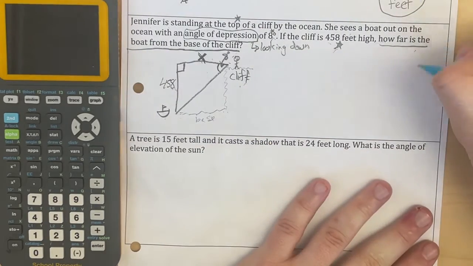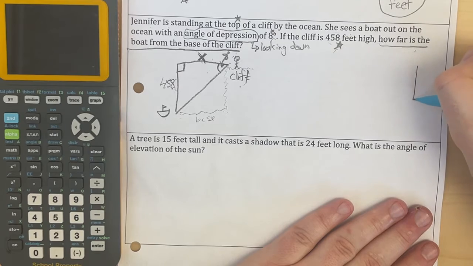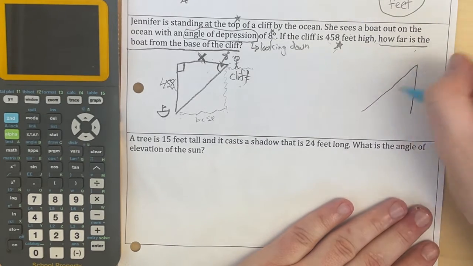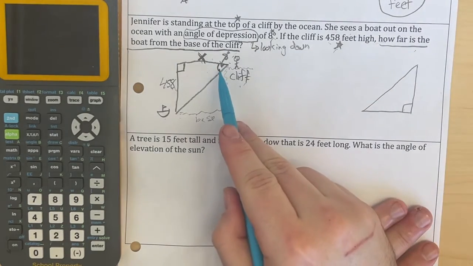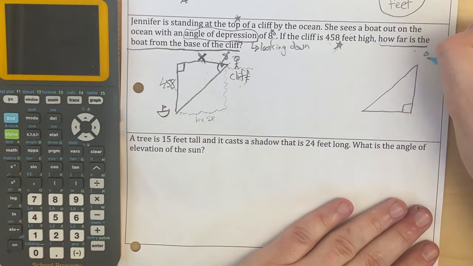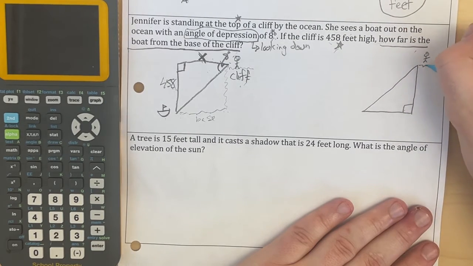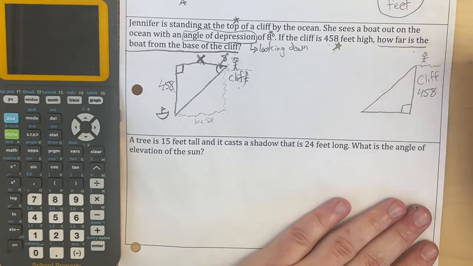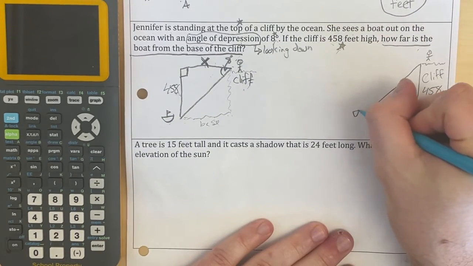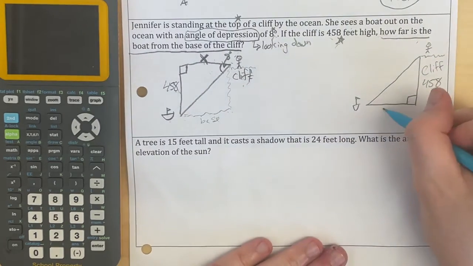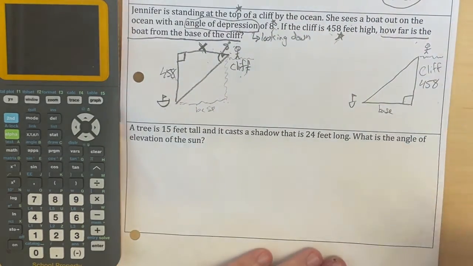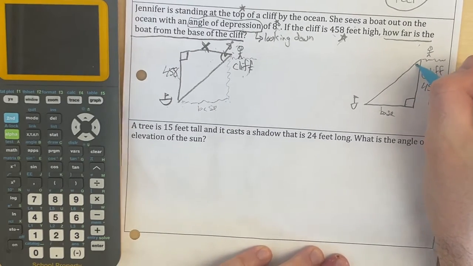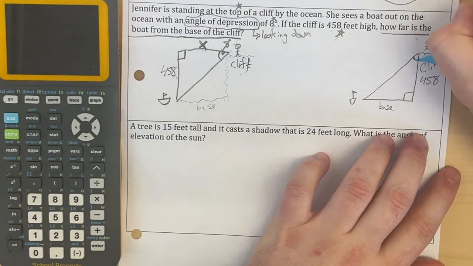So similar idea. However, I can say, all right, I have my right triangle. We said that Yennefer is up at the top of the cliff. So this is the cliff up here. Make sure it's on screen. Yep, okay. This is the cliff. We said the cliff is 458 feet. The boat is out here. And this is the base. What is going to be this angle? What is going to be this angle amount here?